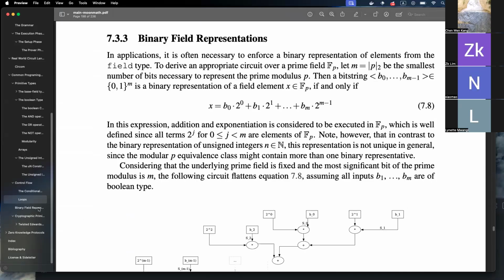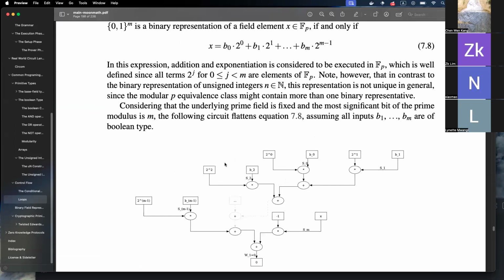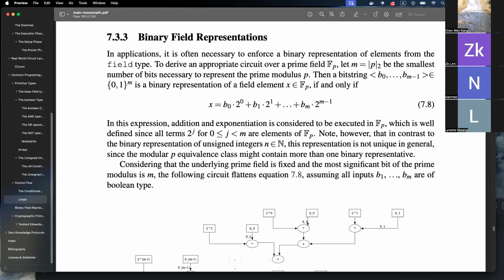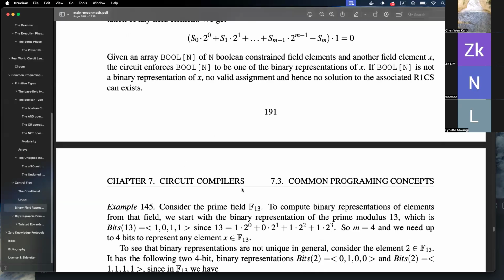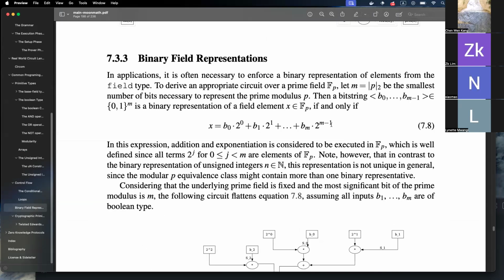Anyways, okay. So binary field representation here. Any questions on this? You can represent the fields that you work on in binary as well, and you can represent them in a bit string.